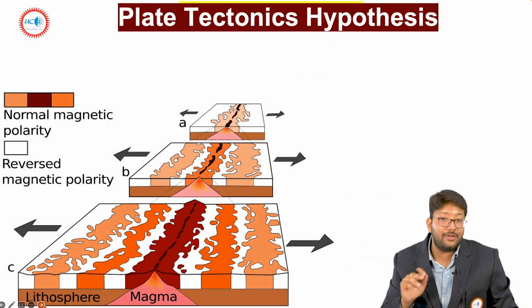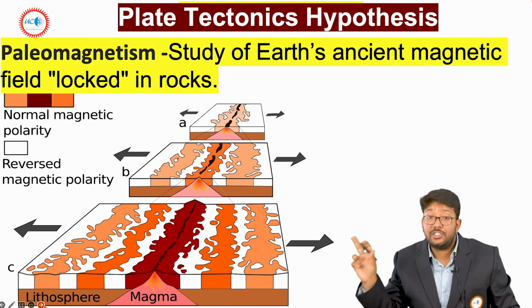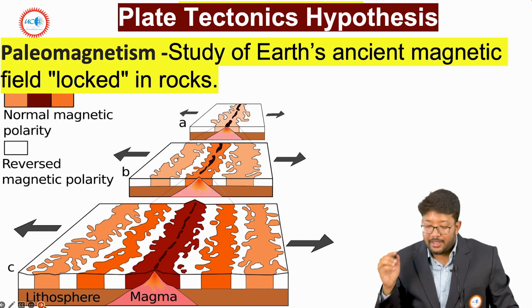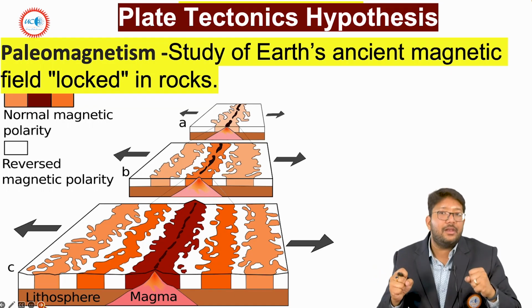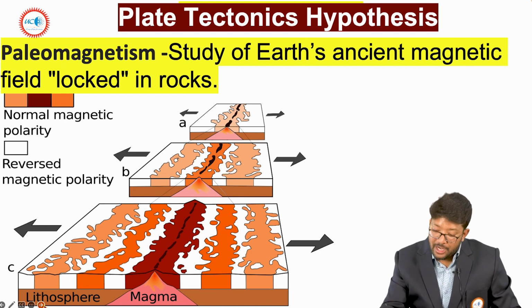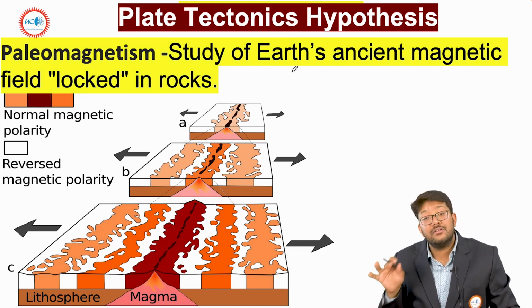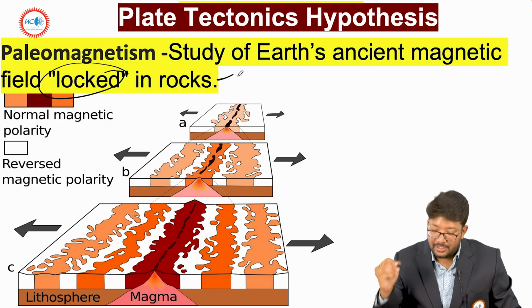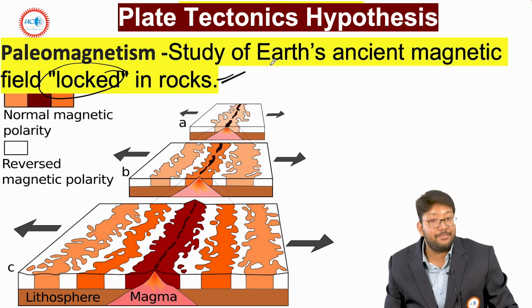These are the historical ones. The latest one, and the most widely accepted evidence of the plate tectonic hypothesis, is paleomagnetism. Paleomagnetism means the study of Earth's ancient magnetic field logged in the rocks. That is what paleomagnetism means.